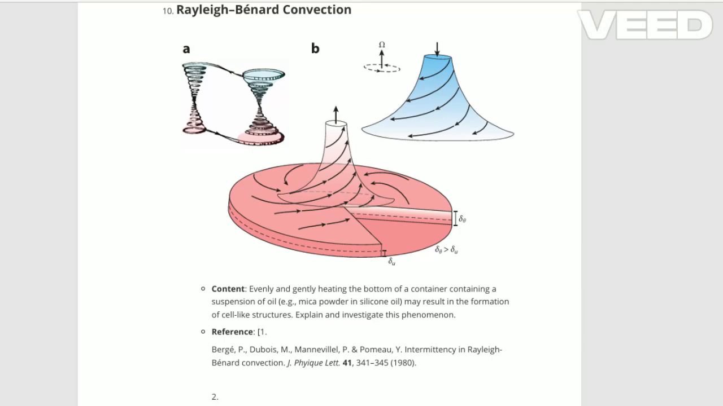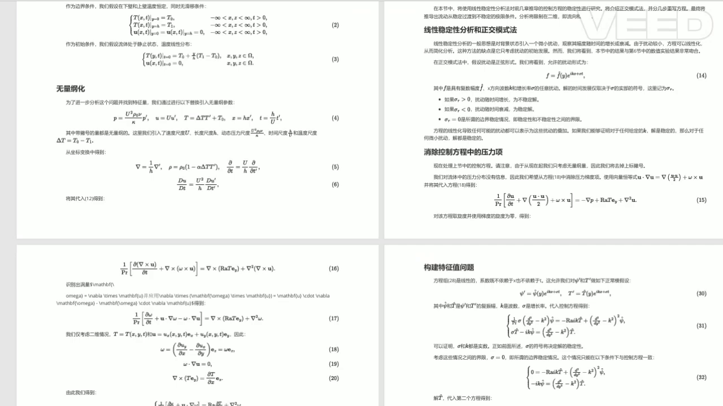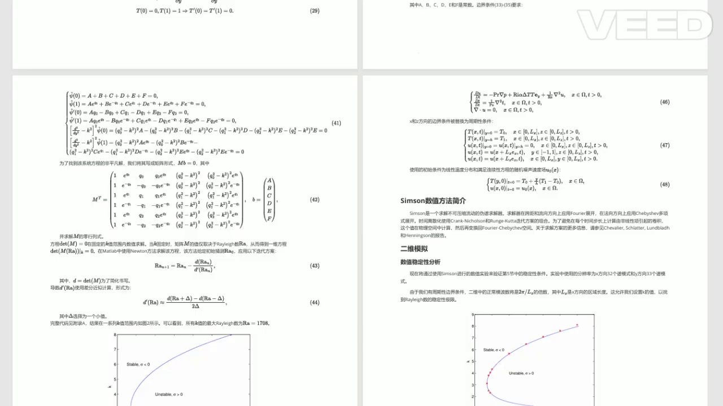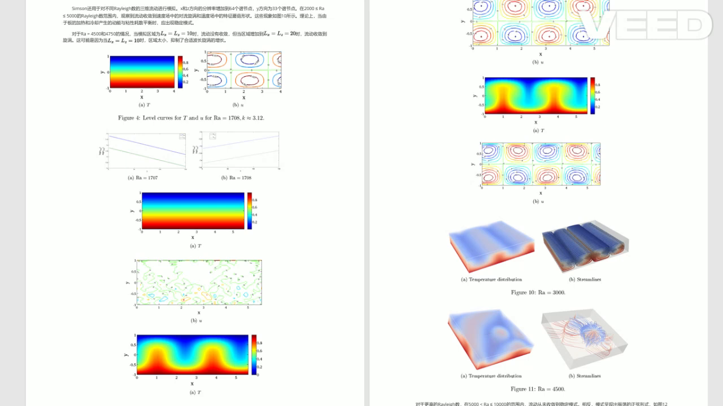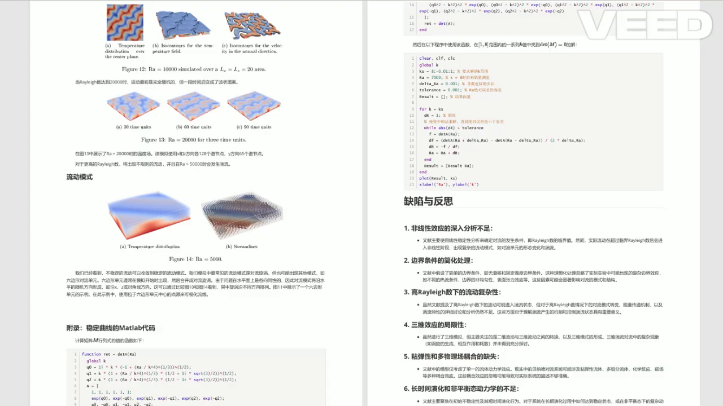Have you ever observed how gentle heating from the bottom of a container filled with a suspension of oil can lead to the formation of mesmerizing cell-like structures? This phenomenon, known as Rayleigh-Bénard convection, is a classic example of pattern formation in fluid dynamics. Our study explores this fascinating process with detailed COMSOL simulations and theoretical analysis.